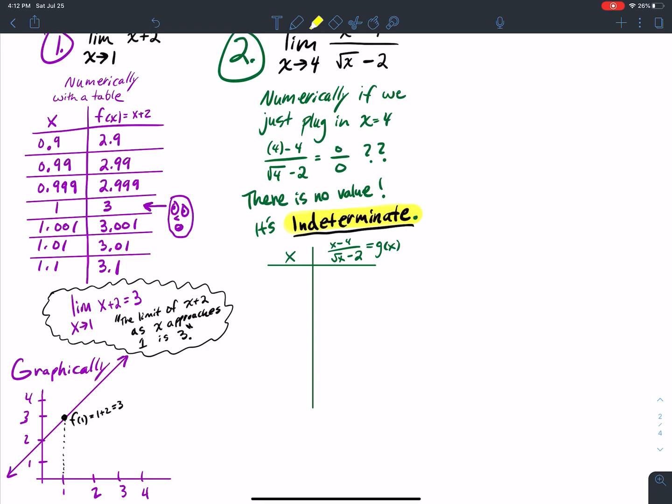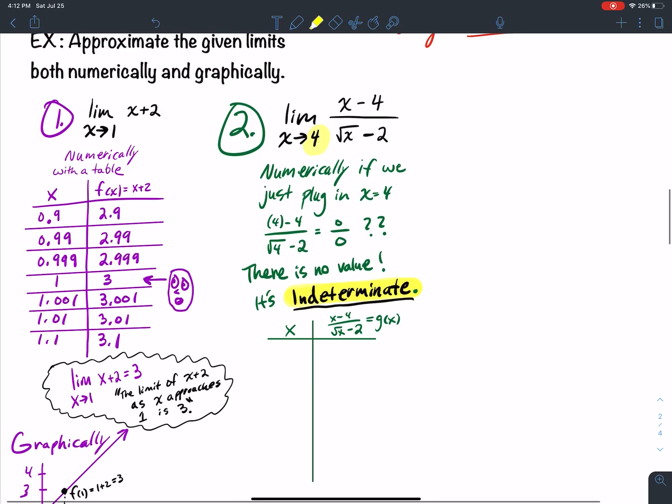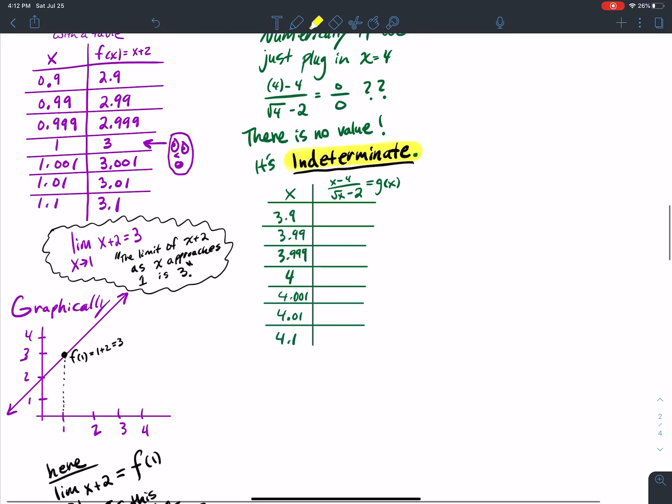I've got to do a table. So numerically with a table, I'm going to have my x values on the left and my y values on the right, okay? So I want to plug in values that are close to 4. So I pick x values that are close to 4: 3.9, 3.99, 3.9999. And I play the same game on the other side of 4. And we're going to see what happens whenever I plug in 3.9 into this right here for x.